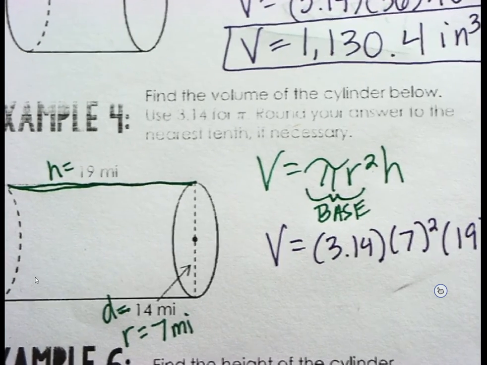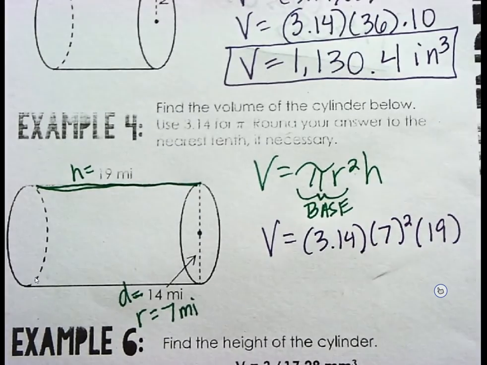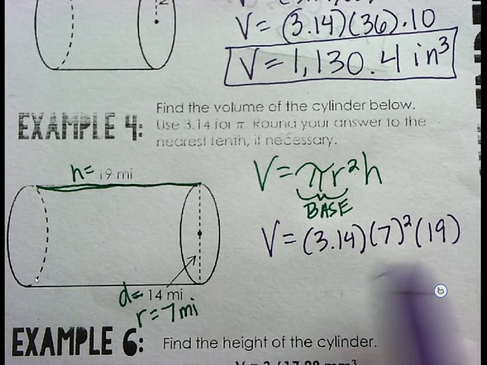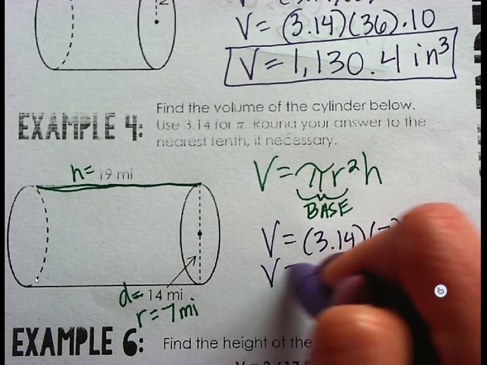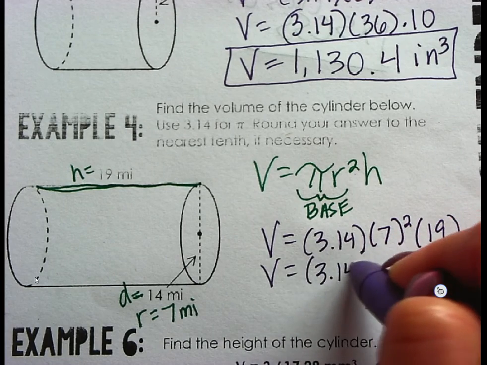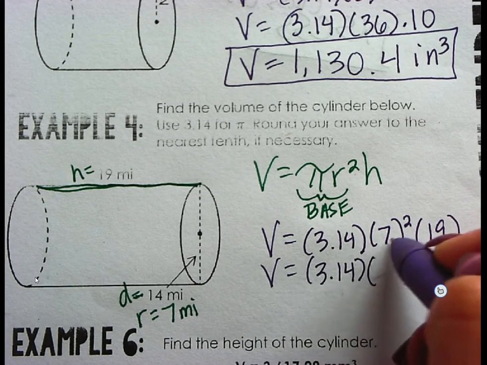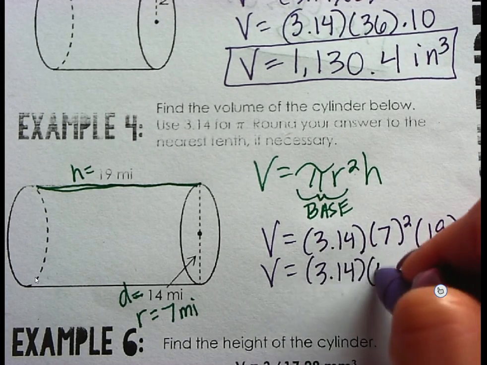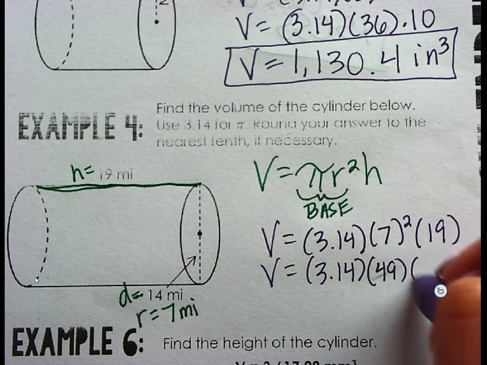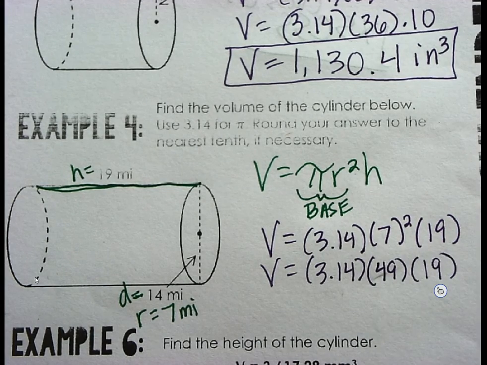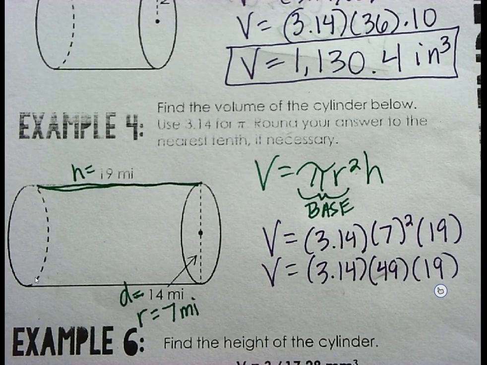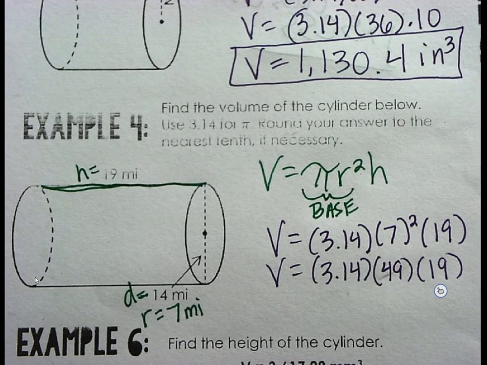Oops, now you can see. And I'm going to evaluate the expression. So I'm going to rewrite it. 3.14, 7 squared is 49. And I'm going to multiply that by 19. So I take my calculator. I multiply 3.14 times 49 times 19.